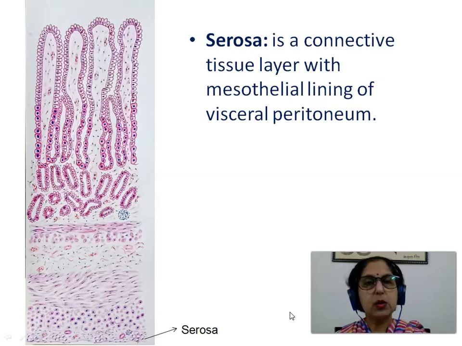We then go on to see the outermost layer or the serosa. This is a connective tissue layer with mesothelial lining of visceral peritoneum. And this what we see here is the serosa, connective tissue having adipocytes, lymphatic aggregations and blood vessels.